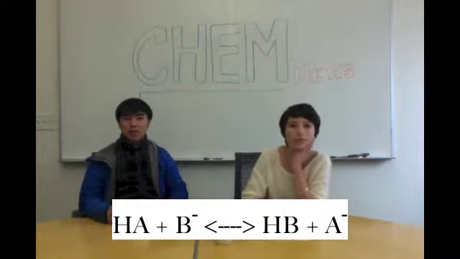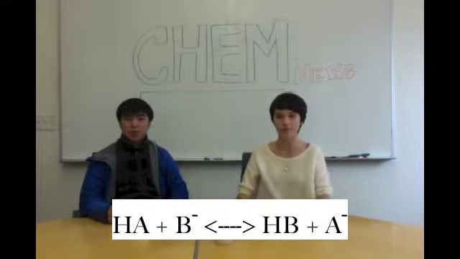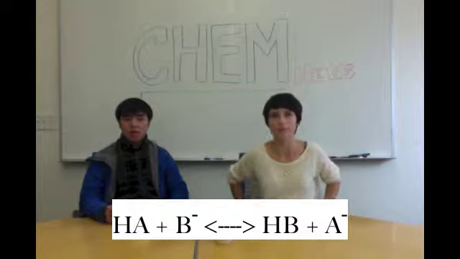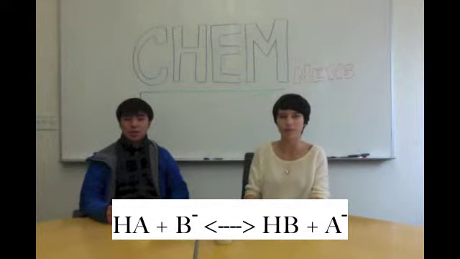There are a few theories on what an acid and base is, but to put it simply, an acid is a proton donor and a base is a proton acceptor. In this hypothetical equation, A is the acid and B is the base.